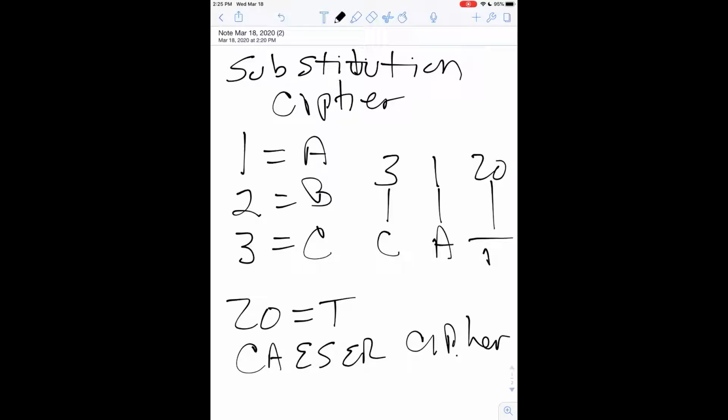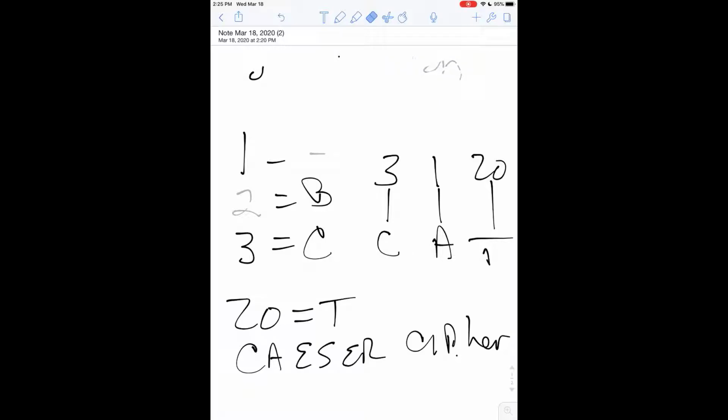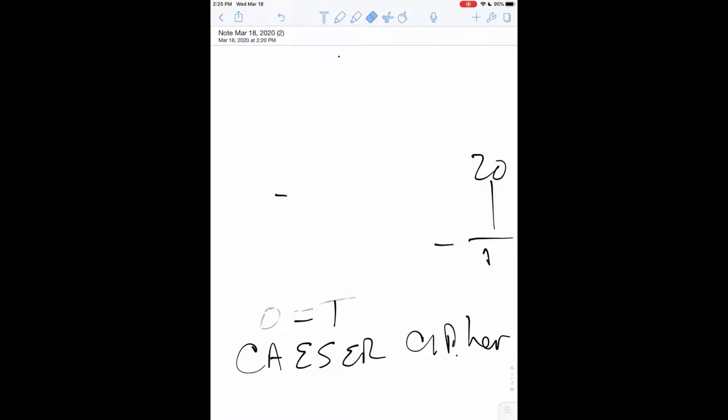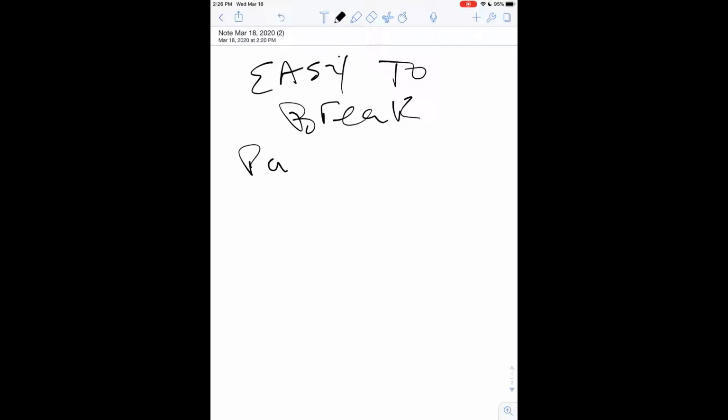The issue with substitution ciphers is they are really easy to crack. We look for pattern analysis. For example, letter E is the most common letter in the English alphabet. The letter N is the most common noun. So these are easy to break. Just keep that in mind. Very easy to break. We use pattern analysis to break these.